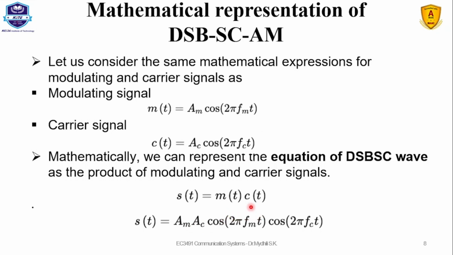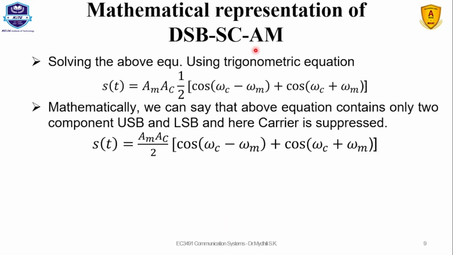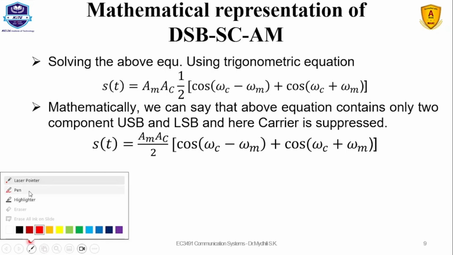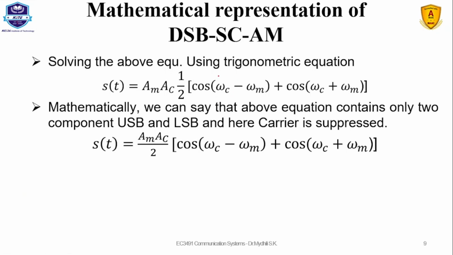Finally, when solving this using the trigonometric function, we'll get the terms. Don't get confused, it is the same term which I have shortly written here in terms of omega ct. Previously this term is noted as 2 pi fc and this is represented as 2 pi fm. Here t is missing, it should be t. Instead of that, we can write this as omega c as well as omega m. That's what I have written.